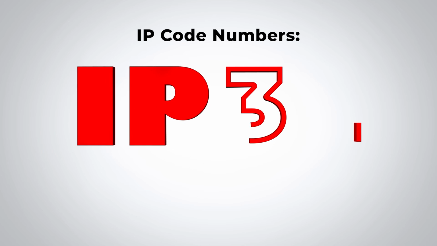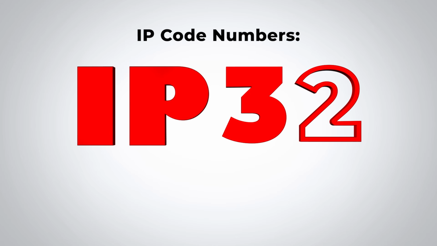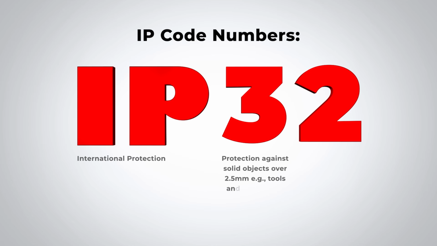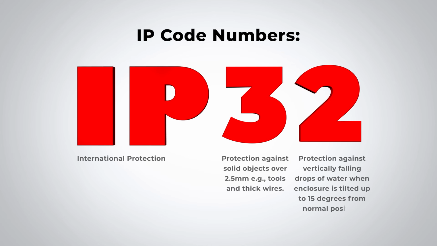Let's look at IP32 as an example. IP, as you know, stands for International Protection. 3 indicates protection against solid objects over 2.5 millimeters. For example, tools and thick wires. And the number 2 indicates protection against vertically falling drops of water when the enclosure is tilted up to 15 degrees from its normal position.